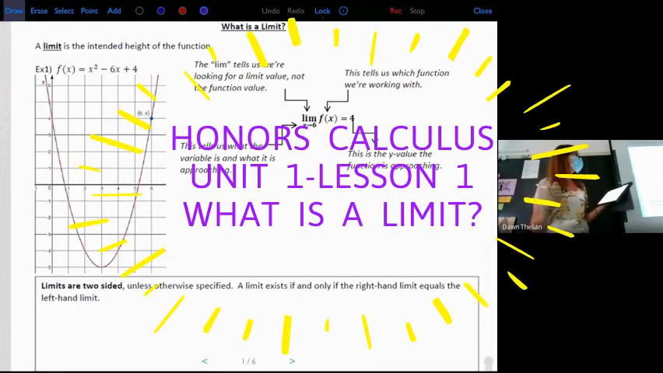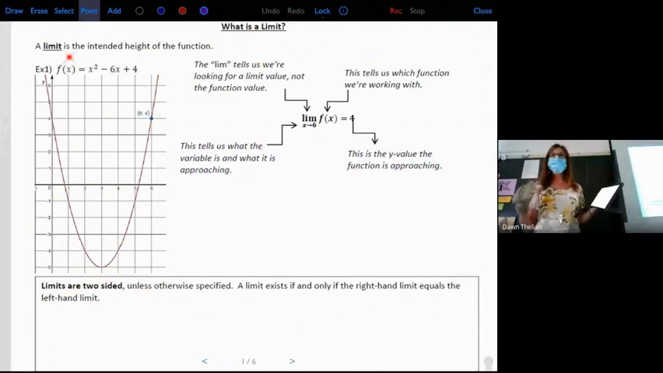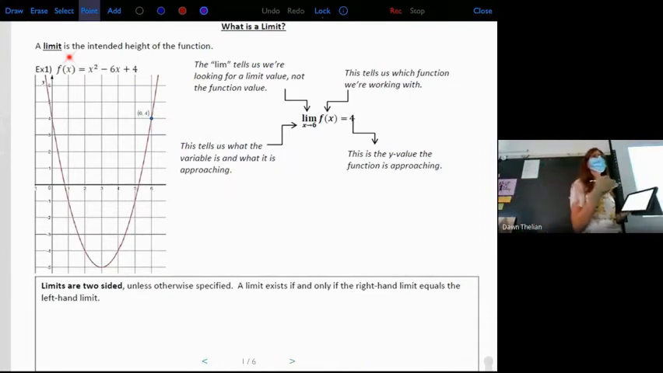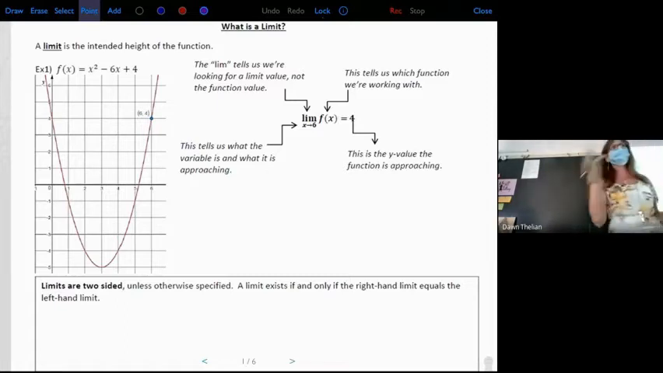All right, so let's start off Unit 1, Lesson 1. What is a limit? A limit is the intended height of a function. This lesson, or this unit, should pretty much be where you tried to finish up the end of last year. Some of this, I'm hoping, rings a bell a little bit, but we finished up last year in a totally different way. So I'm going to try and teach this as if you've never seen it before, because you never really officially got a full lesson on it, maybe just a video towards the end of the year.